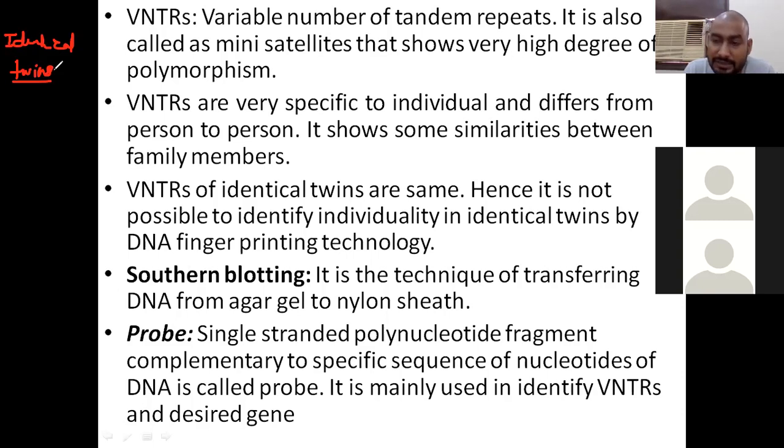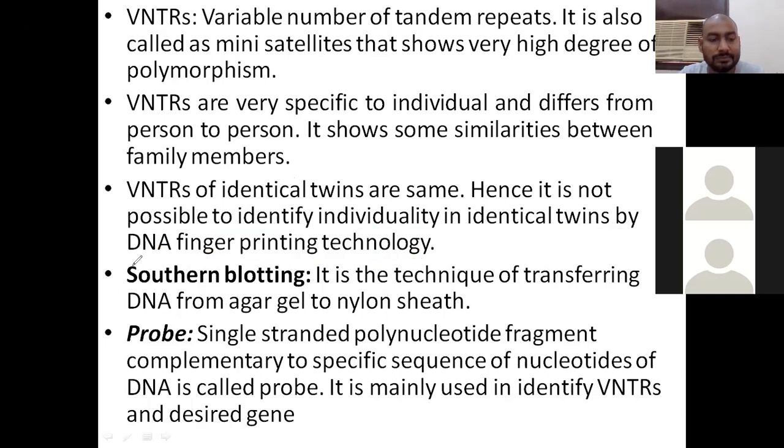For fraternal twins we can use it, zygotic twins we can use it, but identical twins we can't. So this is the big drawback of VNTR. Since VNTRs of identical twins are the same, it is not possible to identify individuality in identical twins by DNA fingerprinting technology.